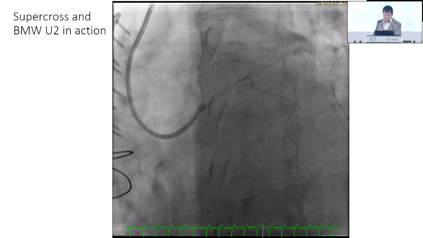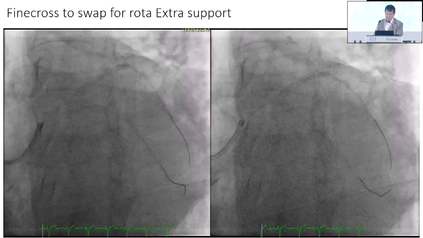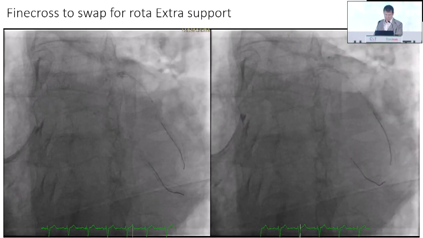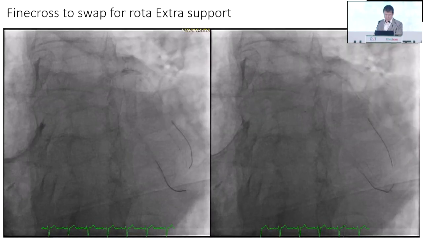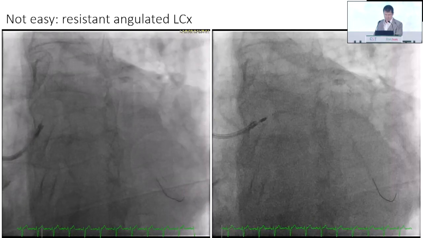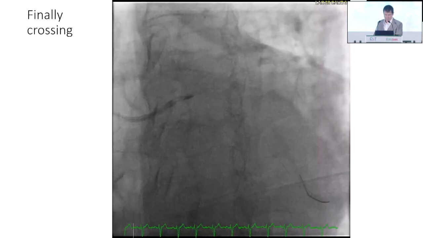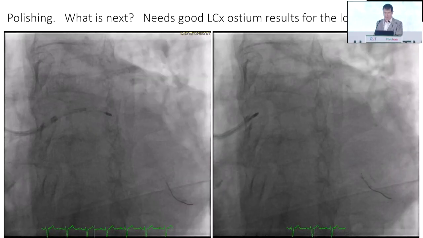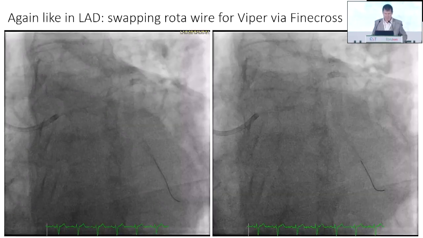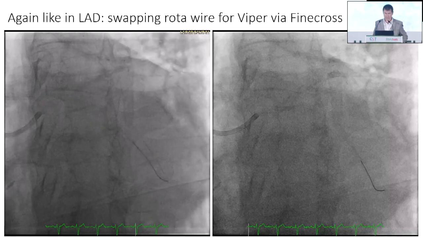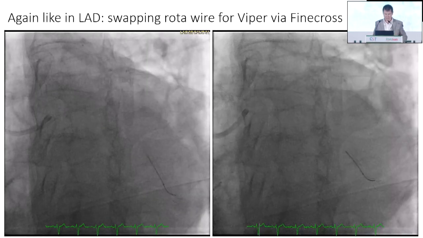So now we have control of the vessel, and then through trapping we changed through Finecross to rotor wire, extra support that we already had. Both machines are on the table, so it's relatively quick. Then rotor took a bit of time, then polishing, then changing to wire Finecross to orbital. That was the main idea of the therapy.